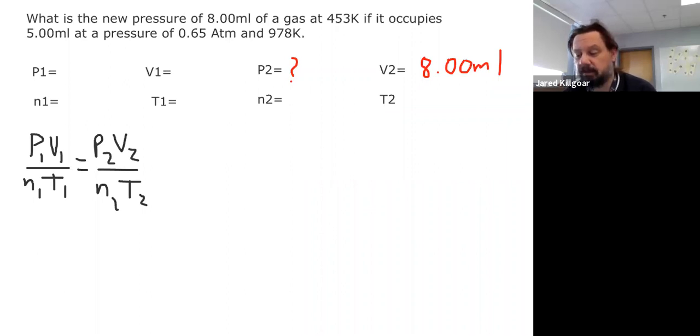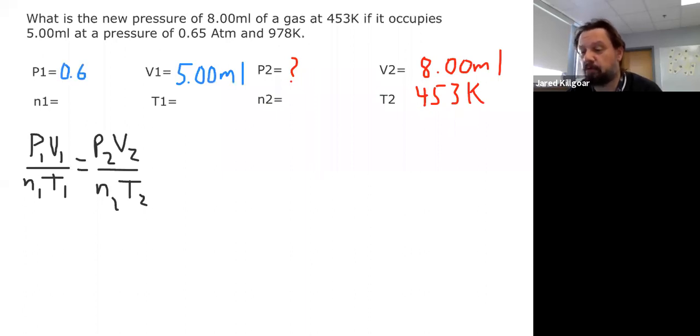So the last part is about the final conditions at a temperature of 453 Kelvin. Likewise, the unit Kelvin represents the temperature. So if the gas occupies 5.00 milliliters, that's another volume, at a pressure of 0.65 atmospheres. So that's a clue right there. It's telling you that the pressure is 0.65. And 978 Kelvin, again, is another temperature.